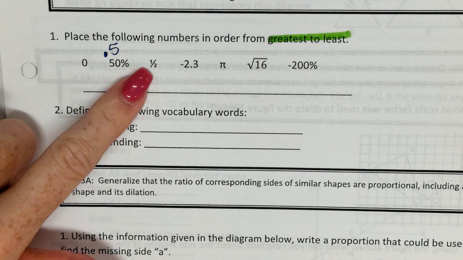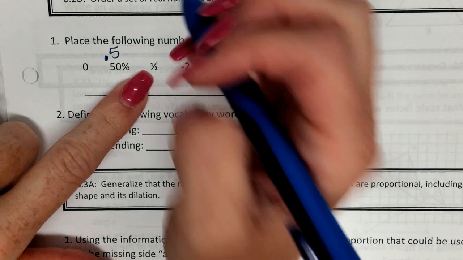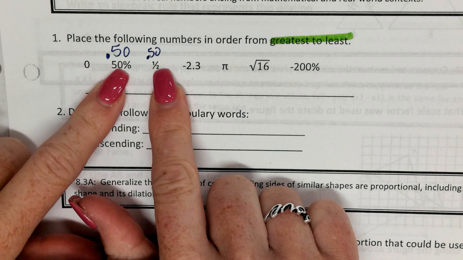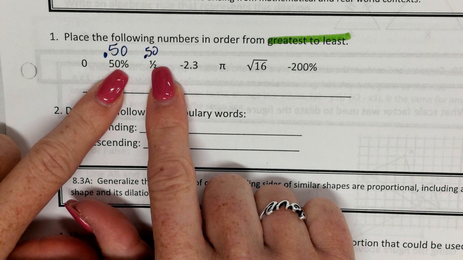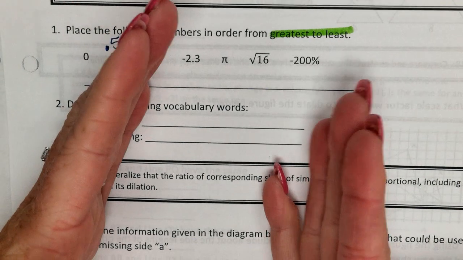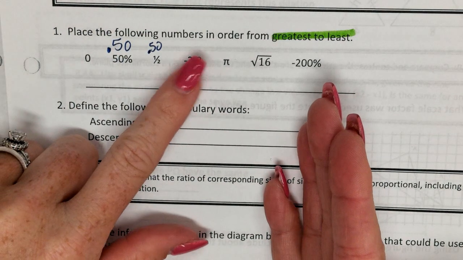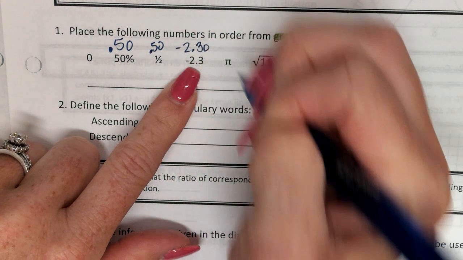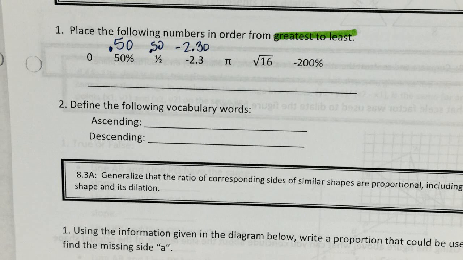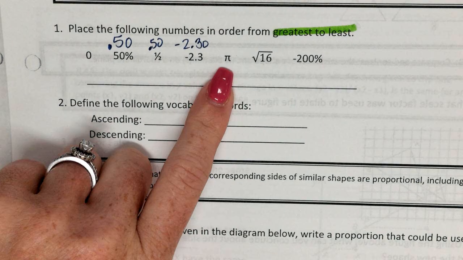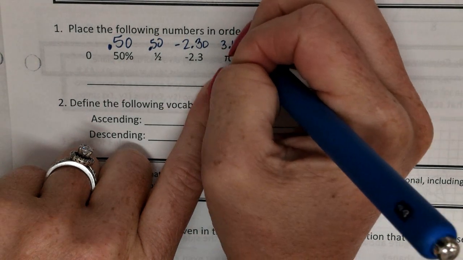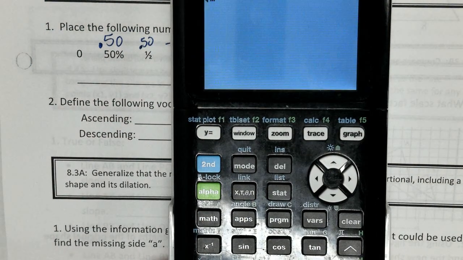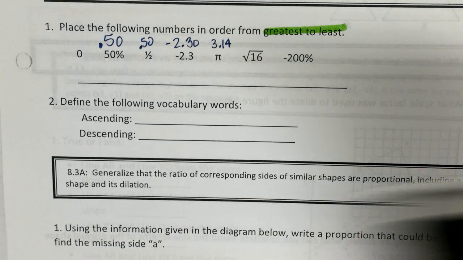Guys, what is a half? 50 cents. So these are the same value. They're going to go right next to each other, and it does not matter which one I'm going to put first. They have the same value. Does everybody understand? How much money do I owe here? $2.30. Remember, anytime we're ordering, we want to make it look like money. Pi is how much money? $3.14. The square root of 16, you should know it, but if you don't, put it in, is $4.